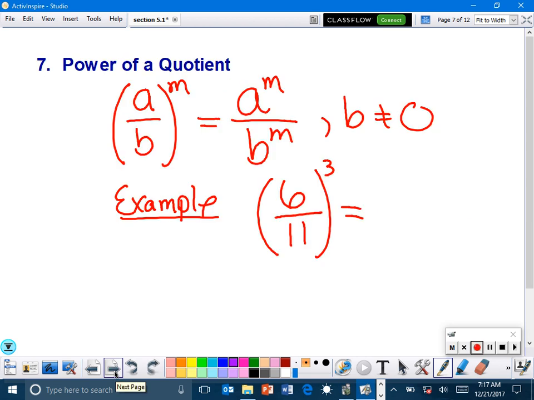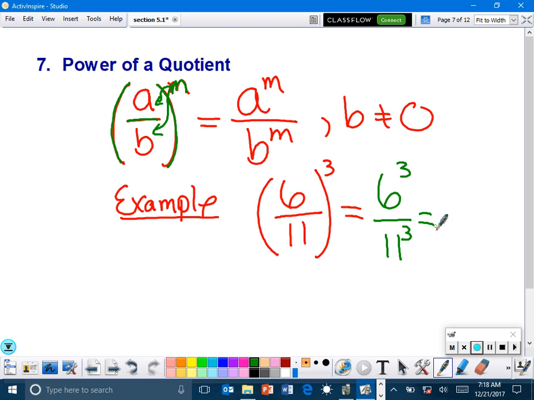The next one, power of a quotient. So in this case, you will notice we have something inside parentheses. It's a over b, so a divided by b. All of that is to the m power. You notice the parentheses go around the top and the bottom. Well, when that's the case, the m gets shared with both the a and the b. So in this example over here, we can rewrite this as 6 to the 3rd power over 11 to the 3rd power.